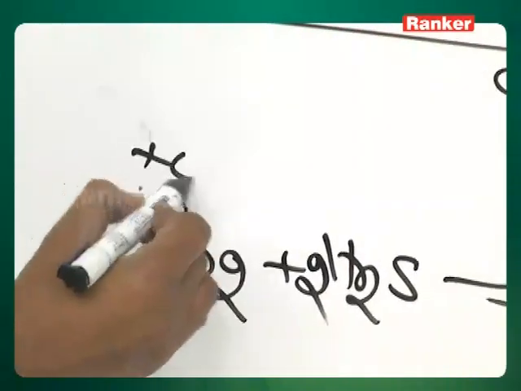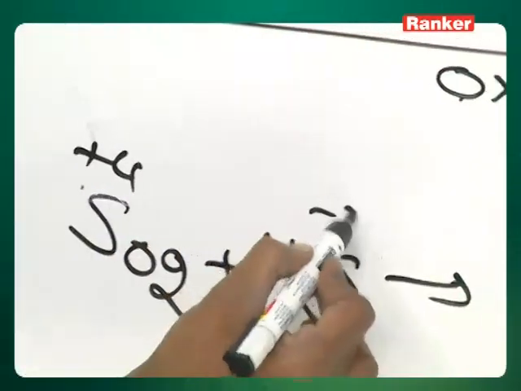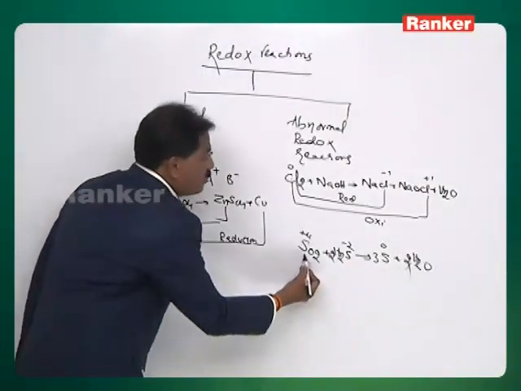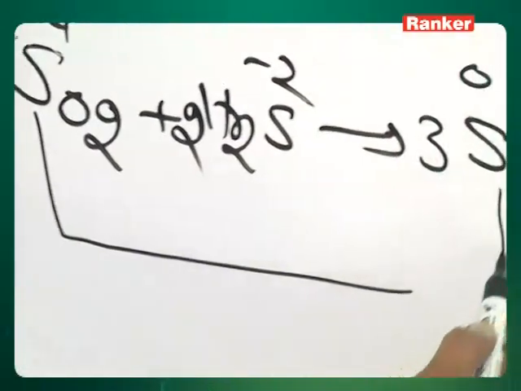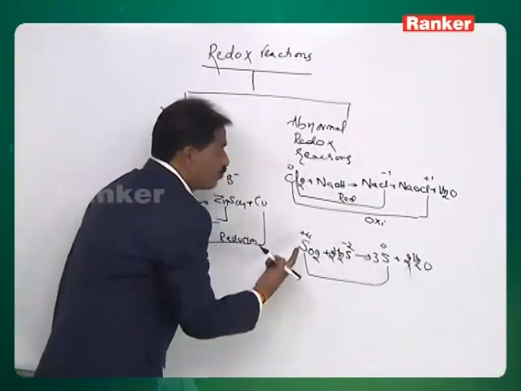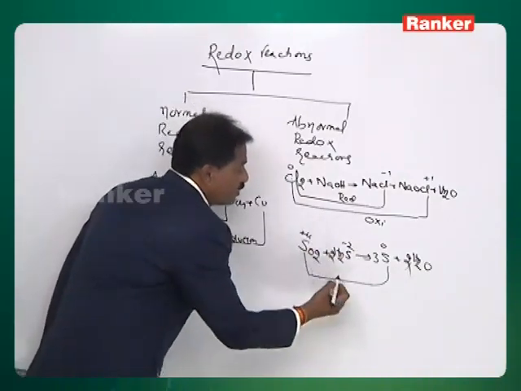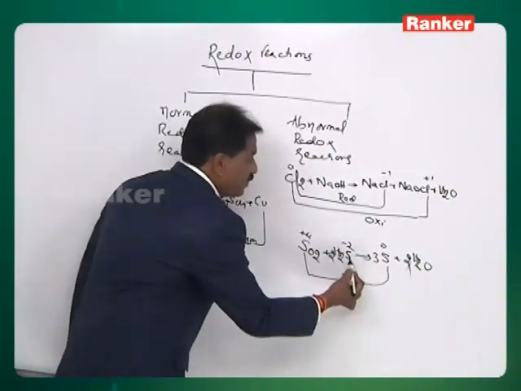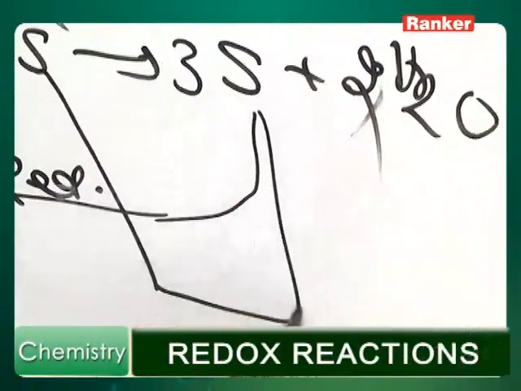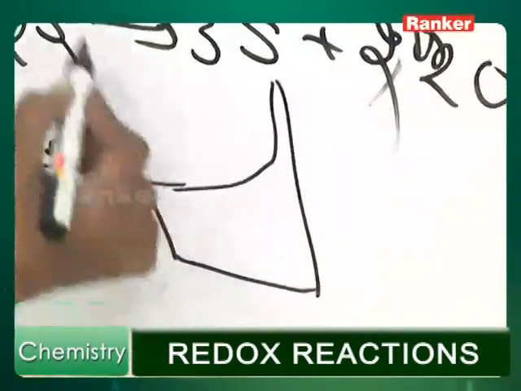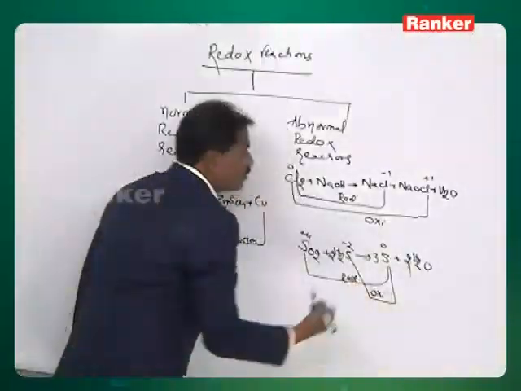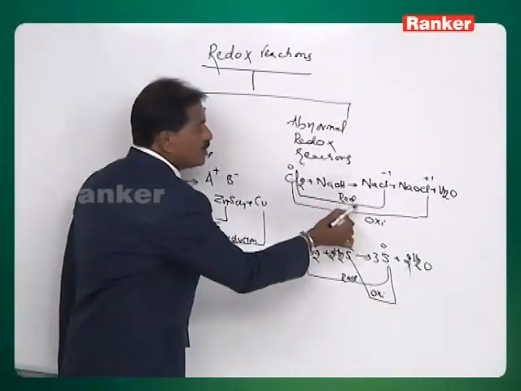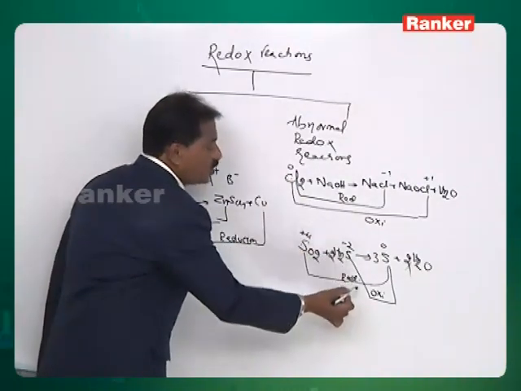The oxidation state of the sulfur here is +4. Here -2. Here the oxidation state is 0. That means the sulfur is changing its oxidation state from +4 to 0. +4 to 0 means it is gaining 4 electrons. Hence we can say it is undergoing reduction. In this sulfur, it is changing its oxidation state from -2 to 0. Therefore, it is losing its electrons. We can say it is undergoing oxidation. That means in the first reaction, chlorine atoms are undergoing oxidation and reduction. Here sulfur atoms are undergoing oxidation and reduction.